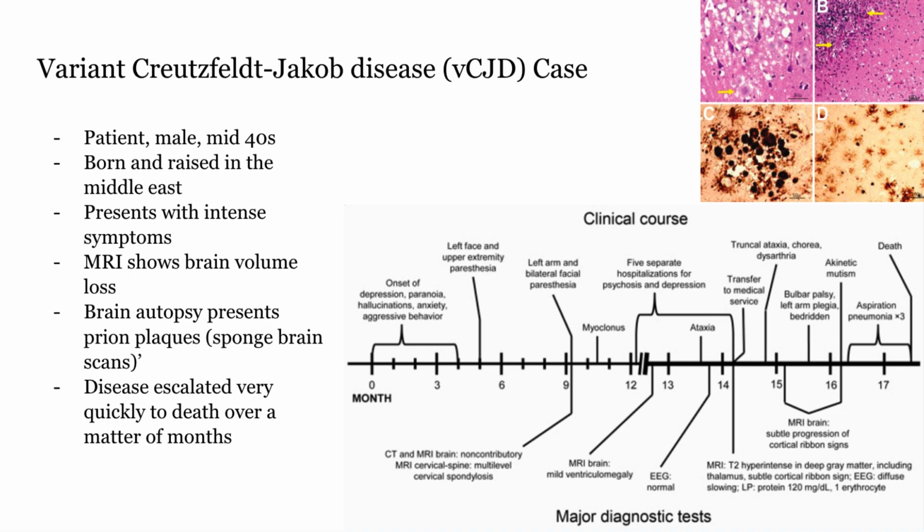I wanted to talk about a case study of CJD because it's kind of unique. This patient is an outlier. He's a male in his mid 40s, and he was actually born and raised in the Middle East, which makes him an outlier because most of them were from the UK. So he presents with very intense symptoms.